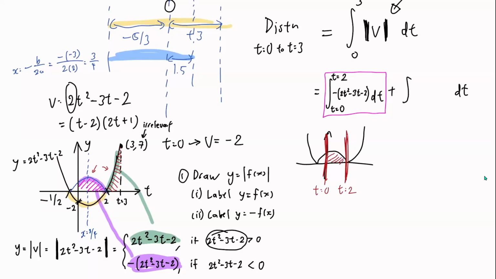Oh, I should use pink color to be consistent. Let me try and do that. T equals 0 to t equals 2, this part here. Okay, good. Next one, we try to integrate the red color region, which is what function this time?